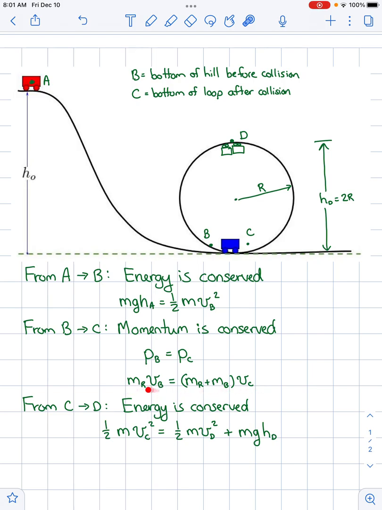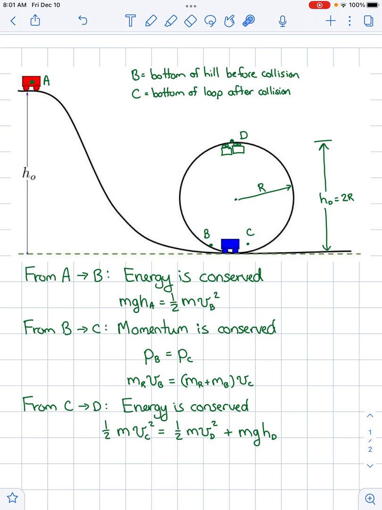So that gives you this expression here. The momentum at point B is the mass of the red times the velocity at B, and that's got to equal the mass of the red plus the mass of the blue times the velocity at point C. So you've got to solve those two to find the velocity at point C.